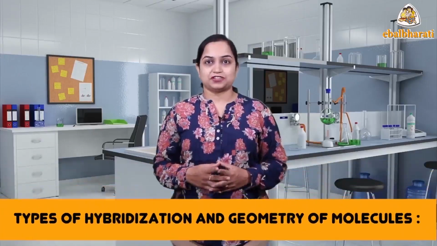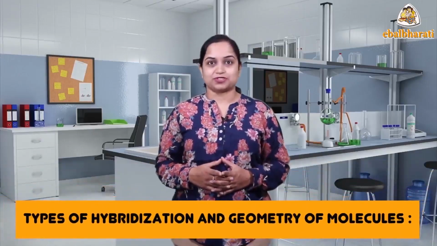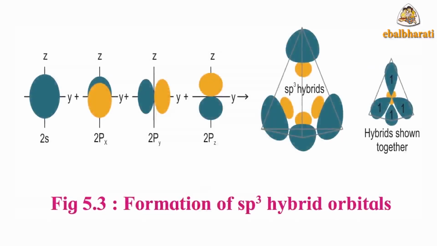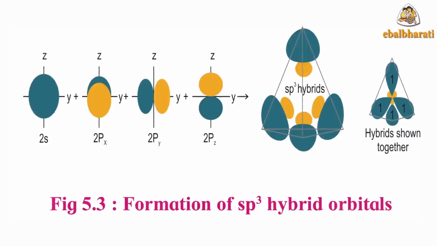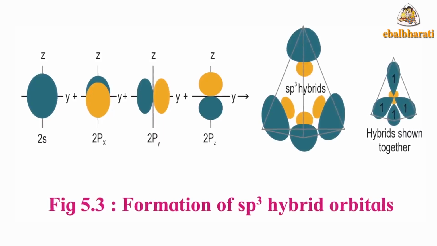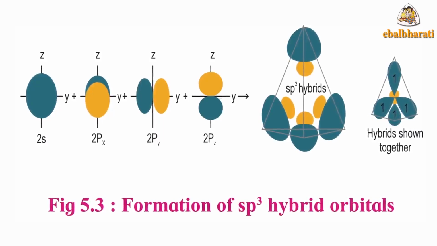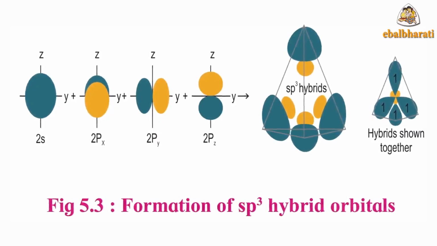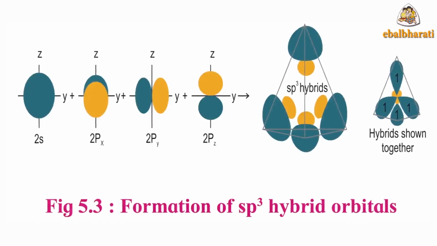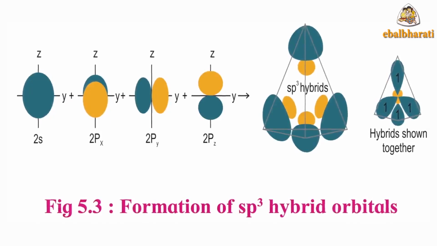Types of hybridization and geometry of molecules. Different types of hybrid orbitals are obtained from the atomic orbitals that participate in hybridization. S and p orbitals can hybridize to form the following hybrid orbitals: sp3, sp2, sp. This has been shown in the following diagram.